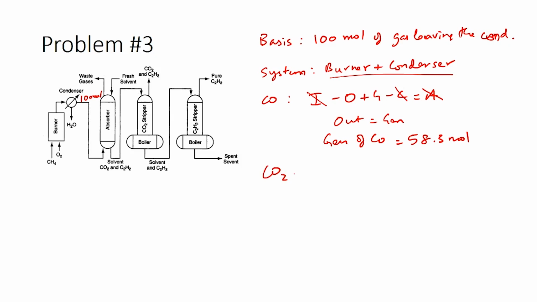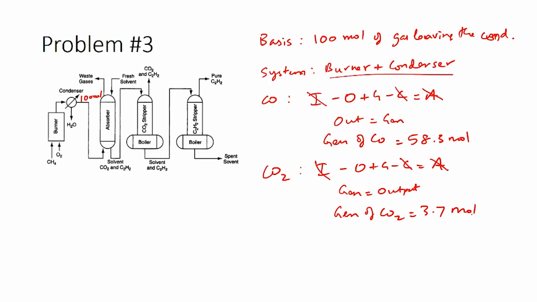Similarly, we can write a balance equation for carbon dioxide, again input minus output plus generation minus consumption equals accumulation. Accumulation goes to 0 at steady state, there is no consumption or input for carbon dioxide. So, your equation again simplifies to generation equals output. We have information about output for carbon dioxide. It is told that 3.7% is the molar composition of carbon dioxide in the gases which is leaving the condenser. So, generation of carbon dioxide would be equal to 3.7 moles.